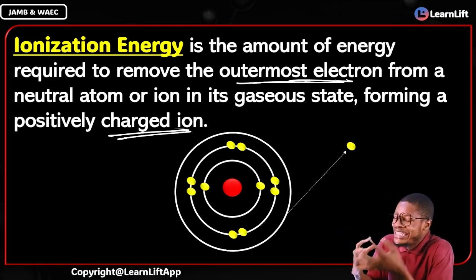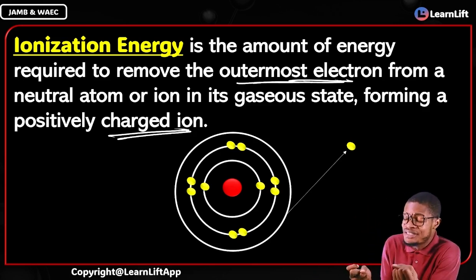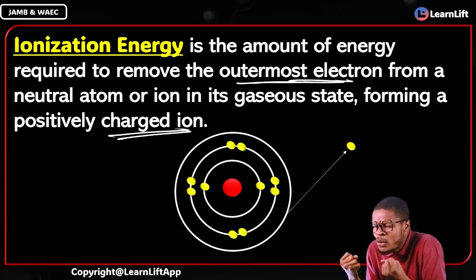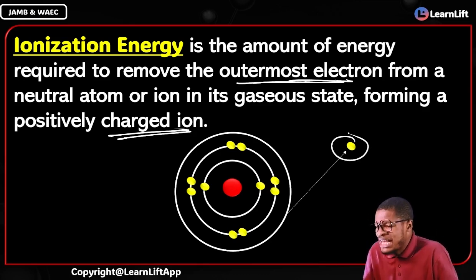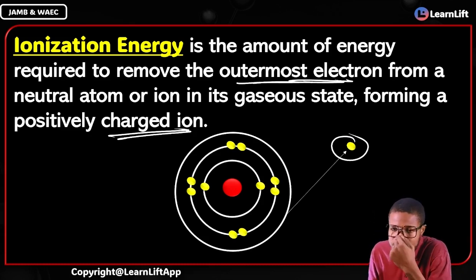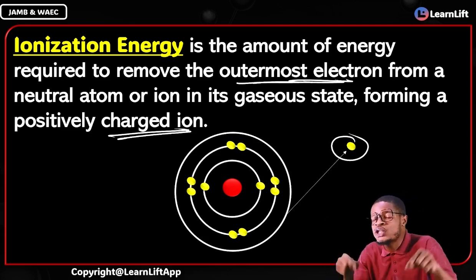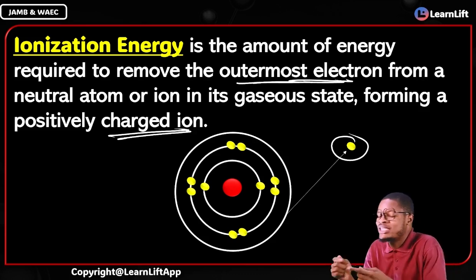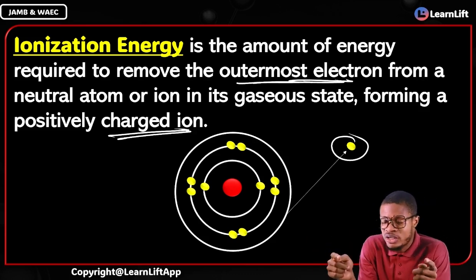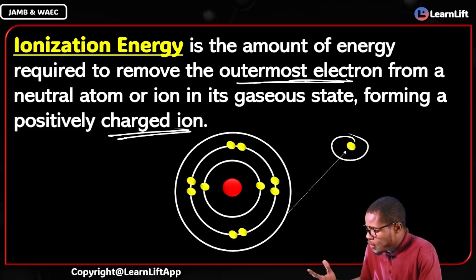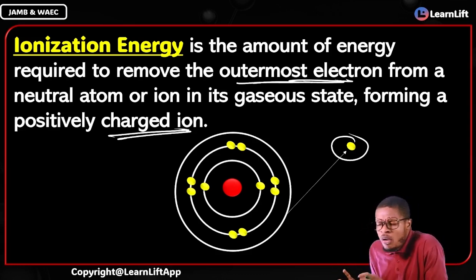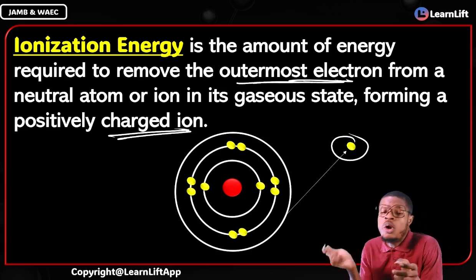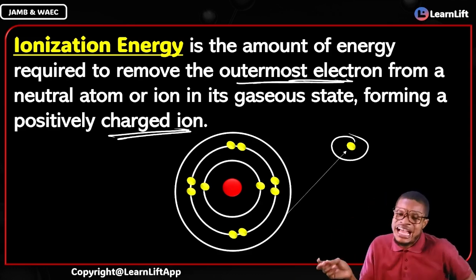What is ionization energy? It is the amount of energy that is required to remove the outermost electron. We are knocking off the outermost electron from a neutral atom or ion in its gaseous state, but it must form a positively charged ion. For the last time, what is ionization energy? It is the amount of energy that is required to remove the outermost electron from a neutral atom or ion in its gaseous state. But what will be formed? A positively charged ion is going to be formed.